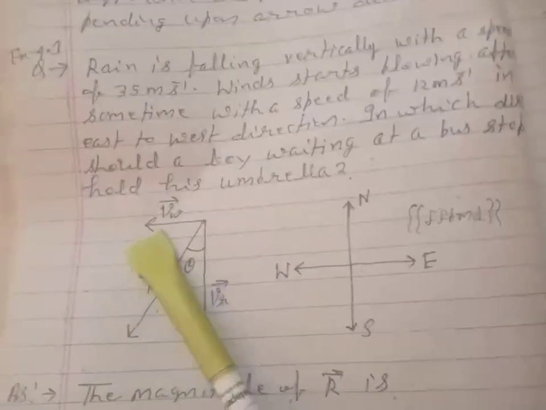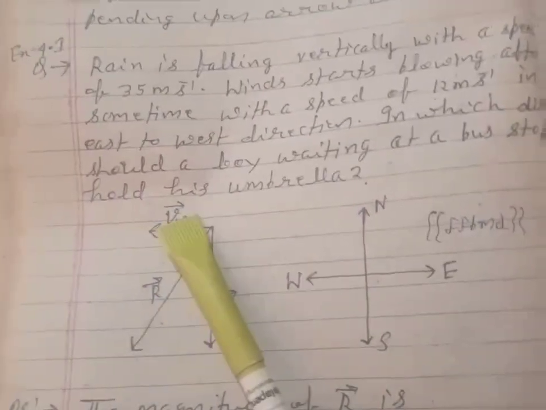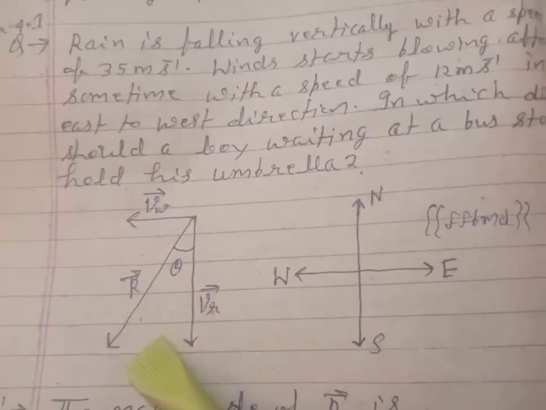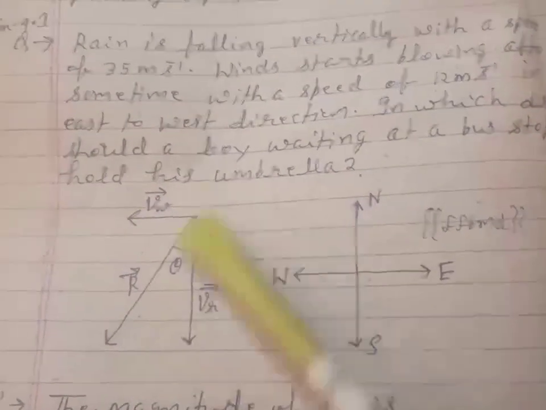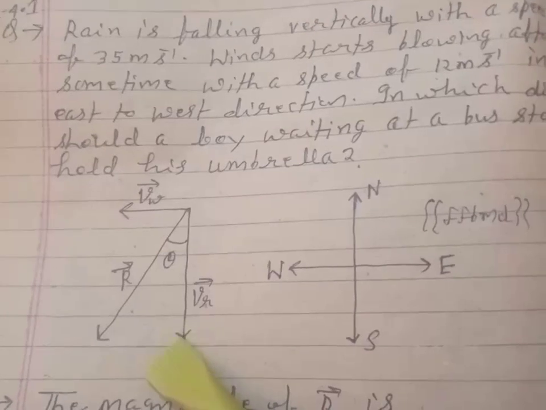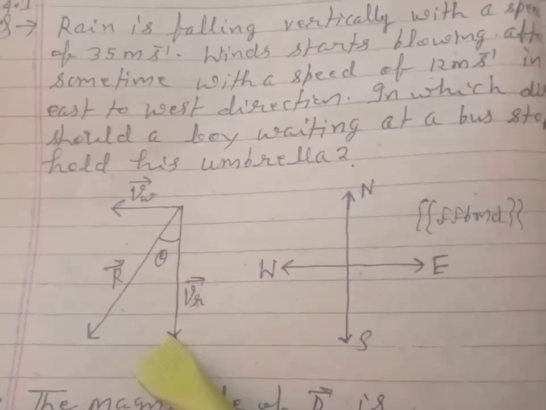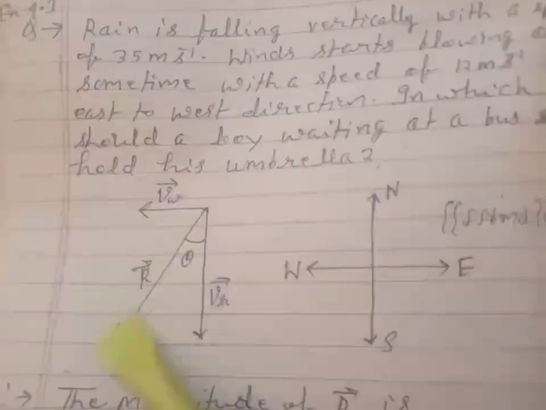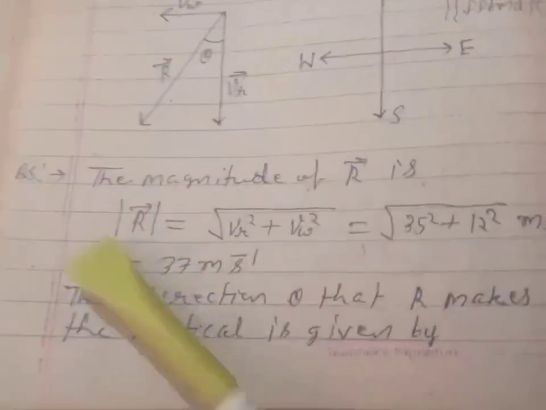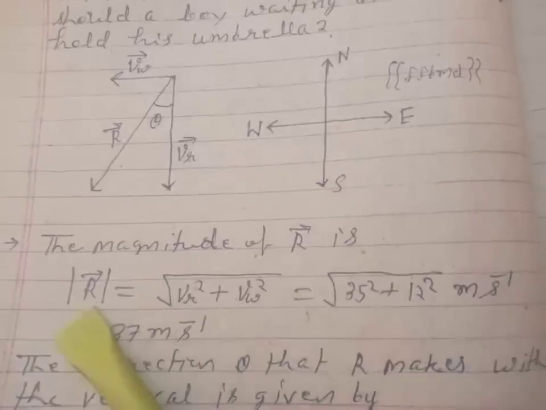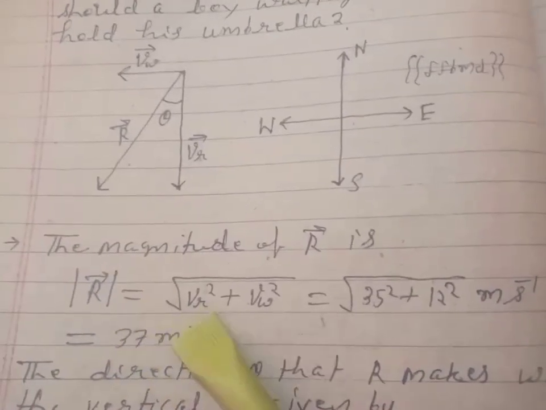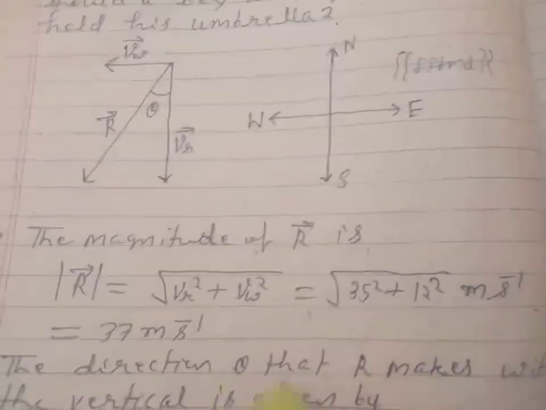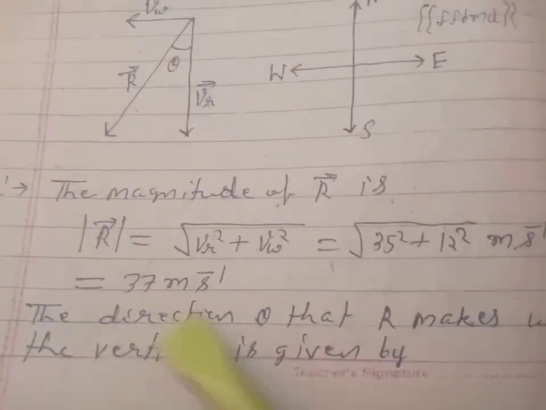Here the situation is shown. The velocity of wind is shown in this direction, that is the west direction, and the velocity of rain in the south direction, and the resultant of these two will be in this direction. So the magnitude of R vector, mod of R vector, equals root under vR squared plus vW squared, equals root of 35 squared plus 12 squared meter per second, equal to 37 meter per second.